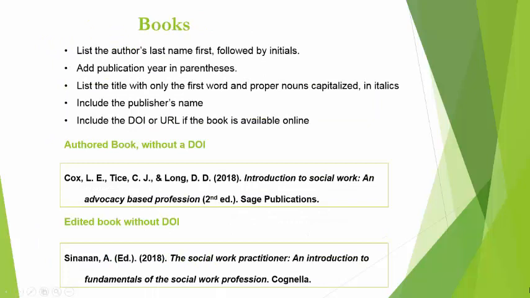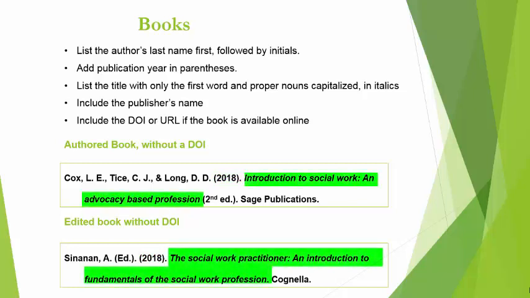Another important type of publication that you would want to include as part of your reference list are books. These follow pretty much the same format as a periodic journal article, however with a couple of key differences. First off, you want to make sure to include the author's last name first, followed by initials, as well as the year of publication in parentheses. So this stays pretty much the same.